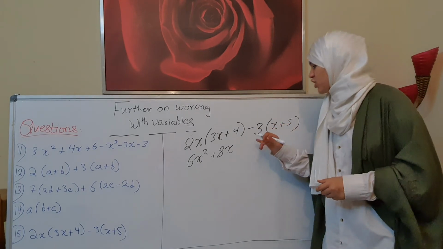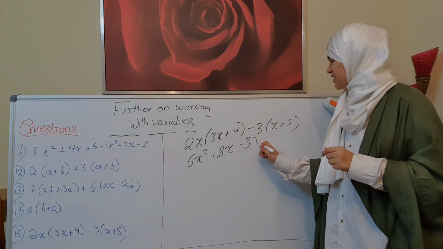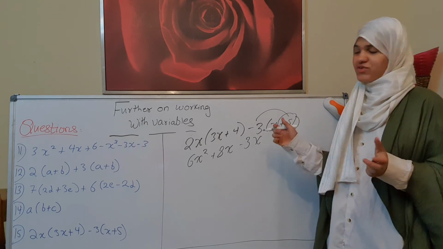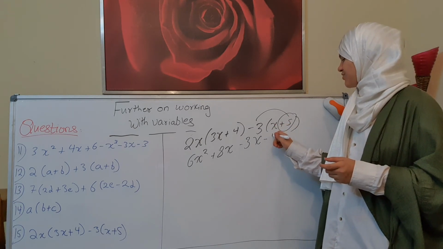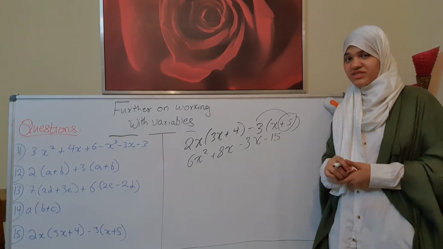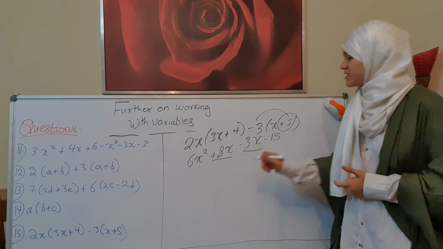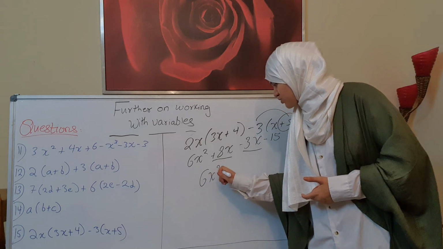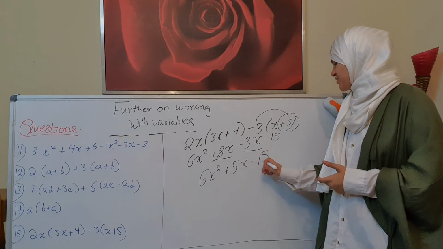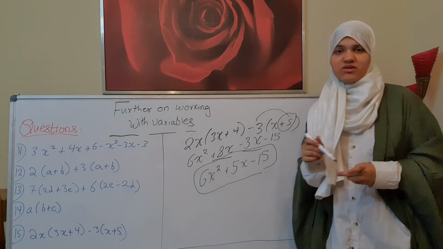Now the second bracket, which is negative 3. Negative 3 times x is negative 3x. Negative 3 times positive 5 is negative 15. Now we will collect the like terms. Do we have like terms here? Yes, positive 8x and negative 3x. That means 6x squared plus 5x minus 15. And this is the answer for the last question, question number 15.